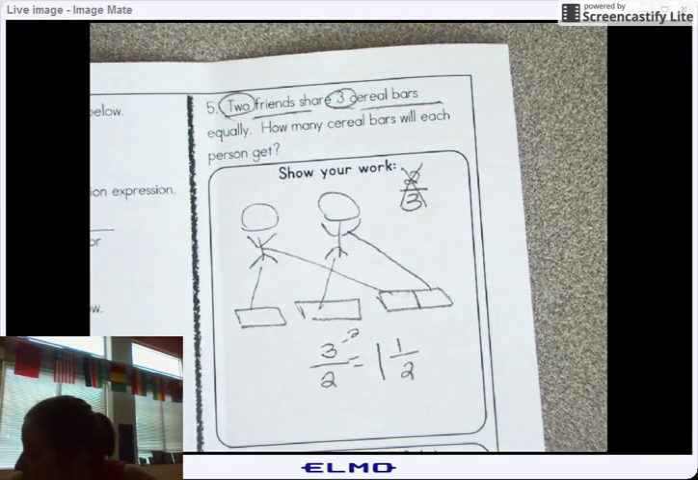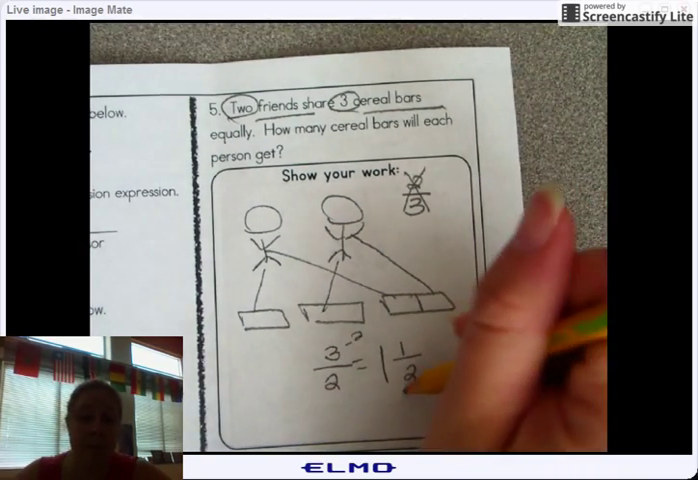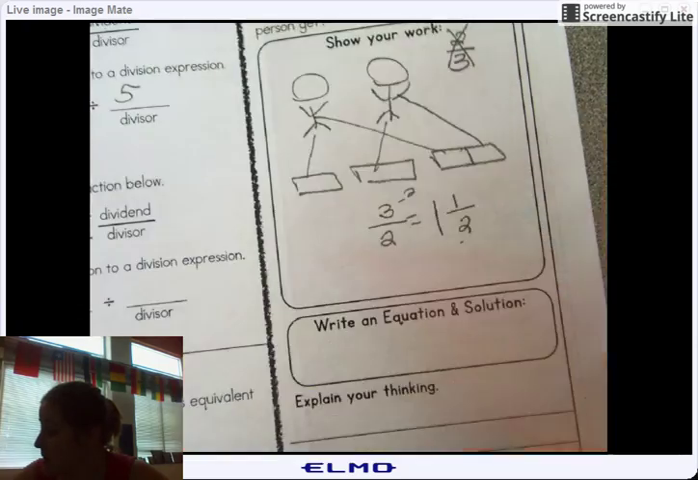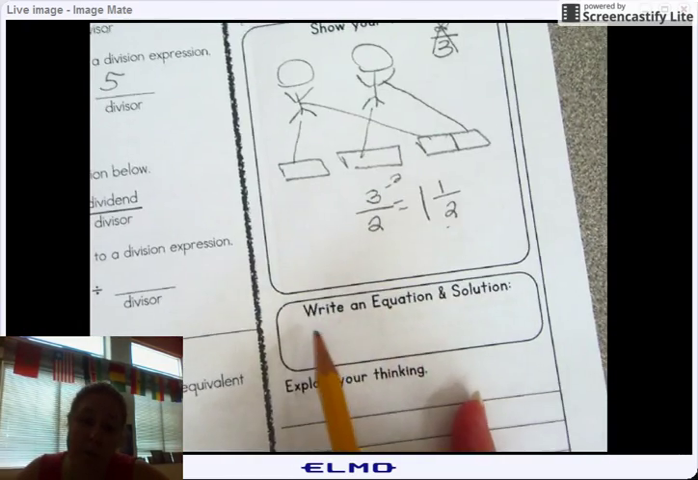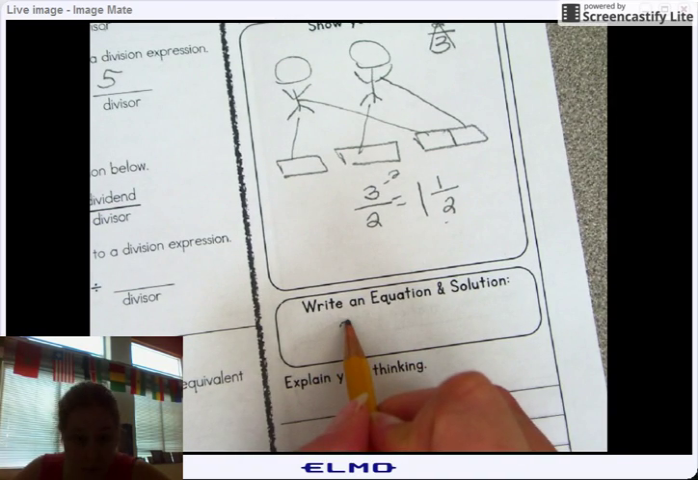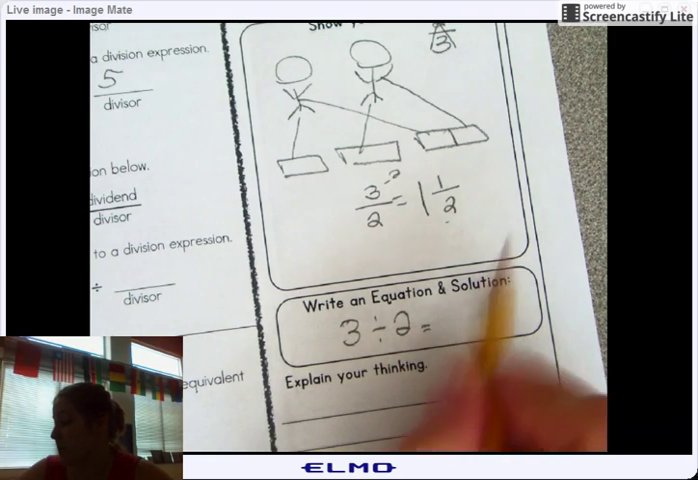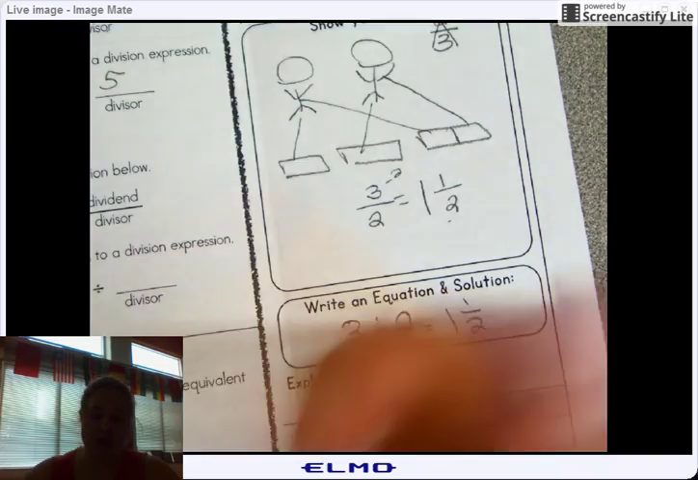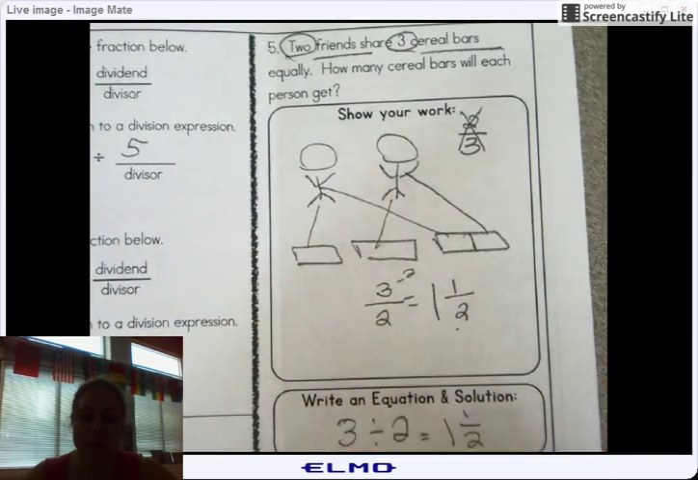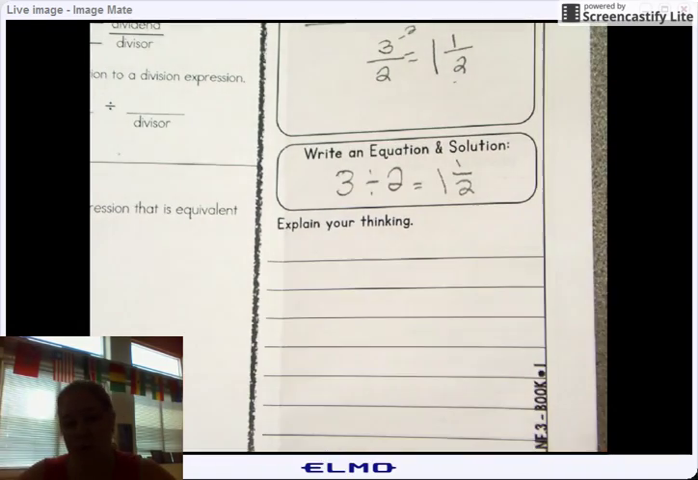So all you're doing is reading these equations and determining which number goes up top and which number goes at the bottom. So your equation here is not going to be 2 divided by 3, but the opposite, 3 divided by 2 equals 1 and 1/2. Explain your thinking, just like I explained up here, so take a couple minutes and explain your thinking. So pause me.